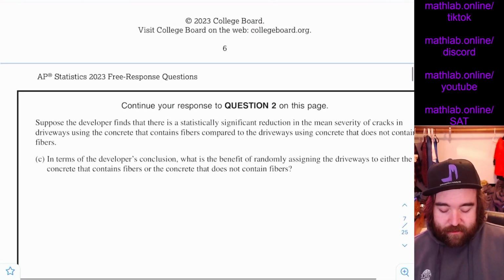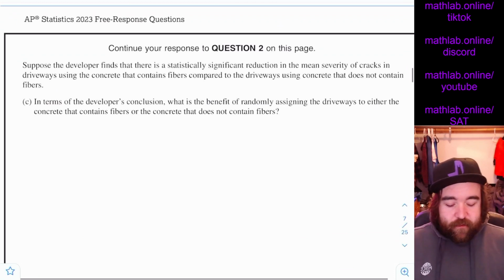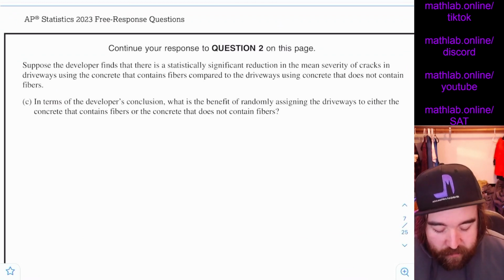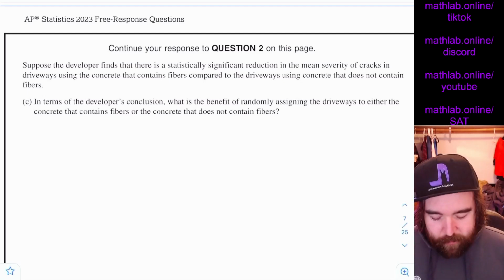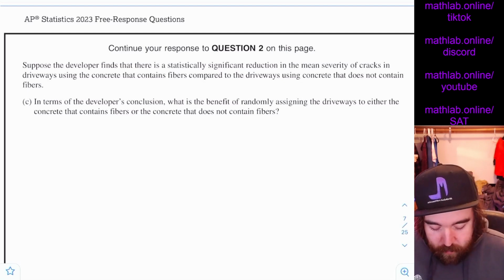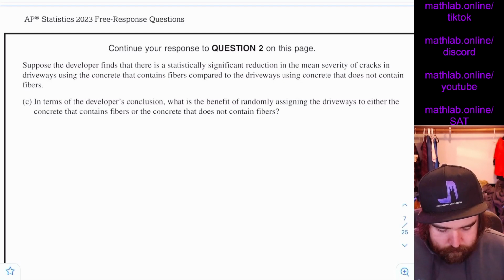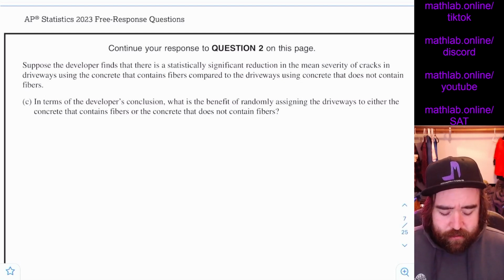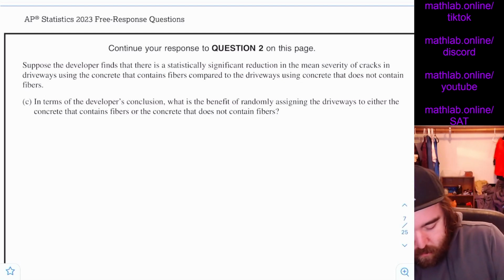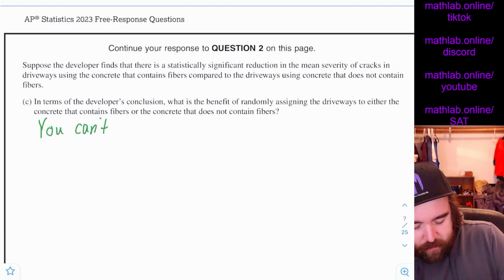Beautiful. Next. Suppose the developer finds there is a statistically significant reduction in the mean severity of cracks in the driveways using concrete that contain fibers compared to the driveways using concrete that do not contain fibers. In terms of the developer's conclusion, what is the benefit of randomly assigning the driveways to either the concrete? Do we just say that you can't draw a conclusion? You can't draw a conclusion if it's not randomly assigned.